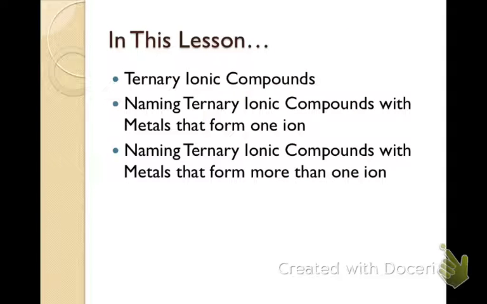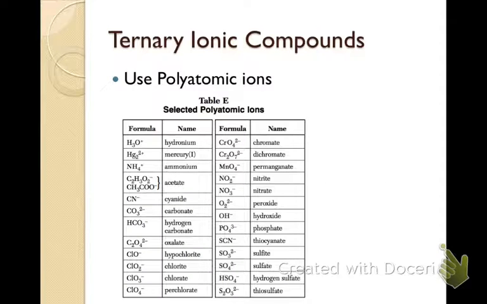And we're going to talk about what ternary ionic compounds are, naming them with metals that form one ion and metals that form more than one ion. So with ternary ionic compounds, we're actually going to use table E, those polyatomic ions, the ones I had you memorize, in order to help you name these compounds. So pretty much what we end up doing is having maybe one or even two of these ions together.